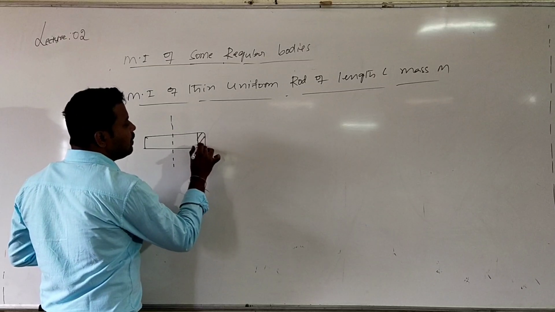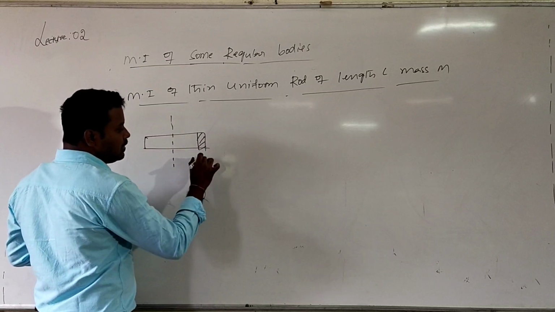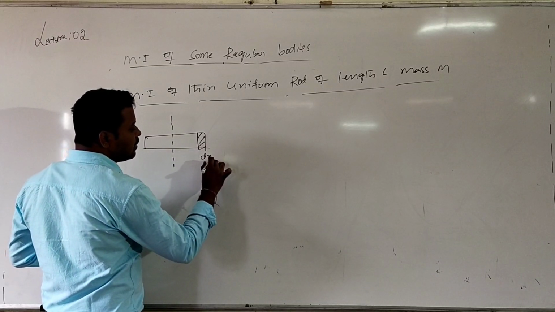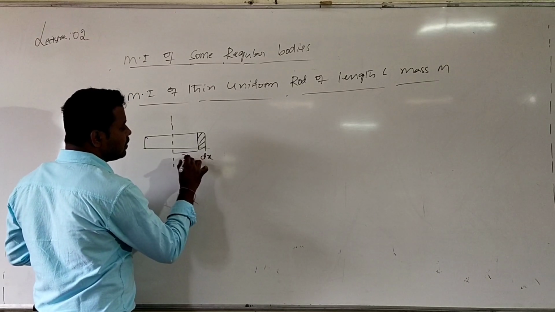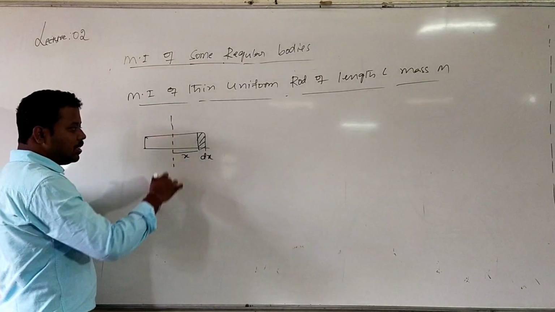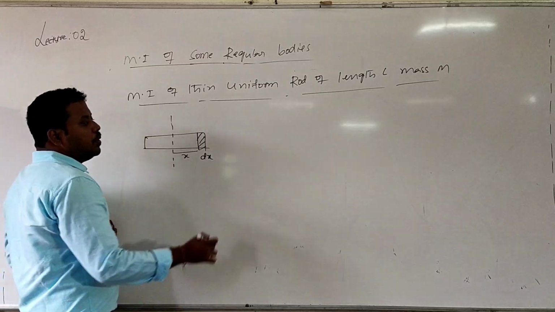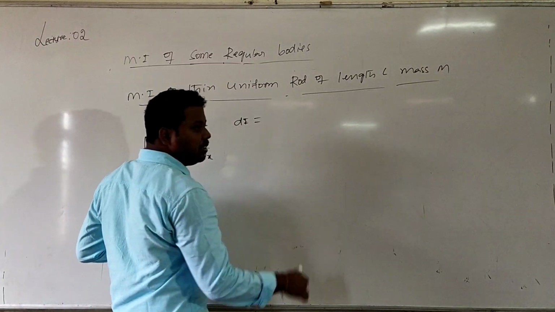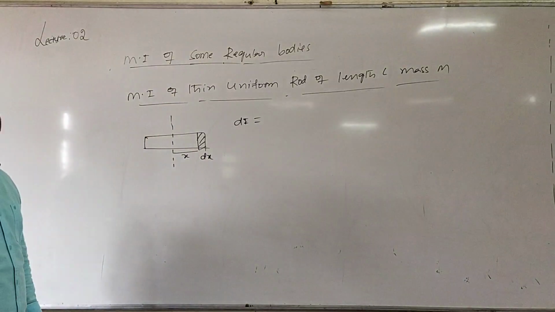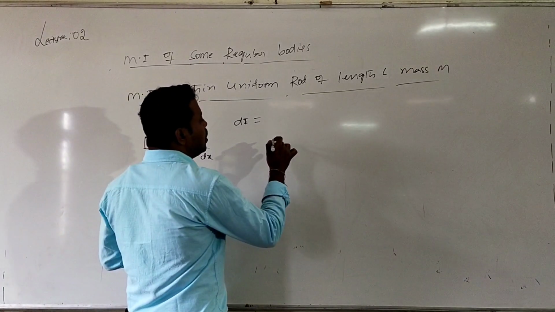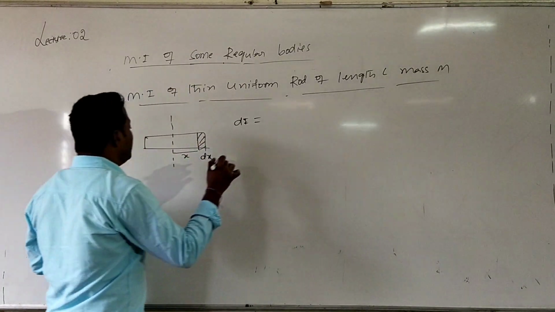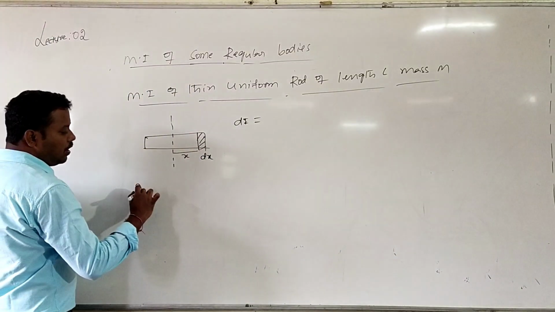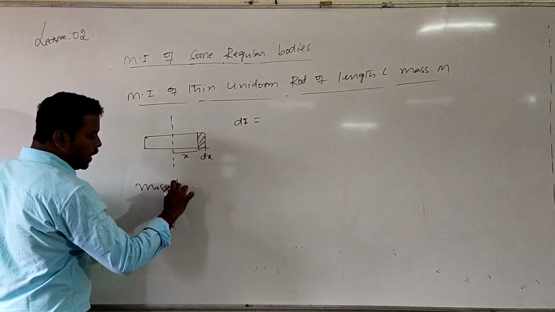So let me consider one element of the rod. This element of length dx, which is at a distance x from the axis of rotation. The moment of inertia of this element, by definition, is the product of the mass with the square of the distance. So what is mass per unit length? Total mass of the rod is M. What is mass per unit length?